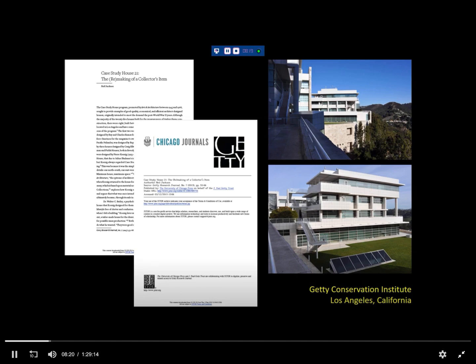And as a result of that, I published an article in the Getty Research Journal, and you can see the print off here, which is from the internet. You can see these things online, but you have to go to Chicago journals to find the Getty Research Journal. So this was a 5,000 word essay investigating the restoration of the Case Study House 21. It was restored in the 1990s. It cost more to restore than it cost to build. And this had a degree of success.